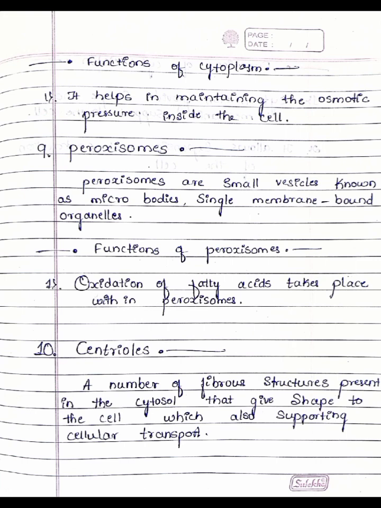Ninth, peroxisomes. Peroxisomes are small vesicles known as microbodies, single membrane bound organelles. Functions of peroxisomes: oxidation of fatty acids takes place within the peroxisomes. Tenth, centrioles. A number of fibrous structures present in the cytosol that give shape to the cell, also supporting cellular transport. Next, functions of cytoskeleton. Cytoskeleton provides shape and mechanical support to the cell. It allows expansion and contraction of the cell.